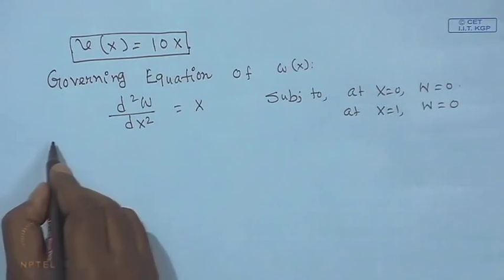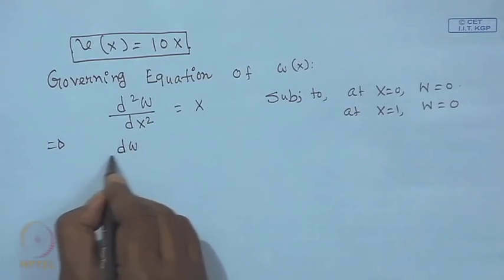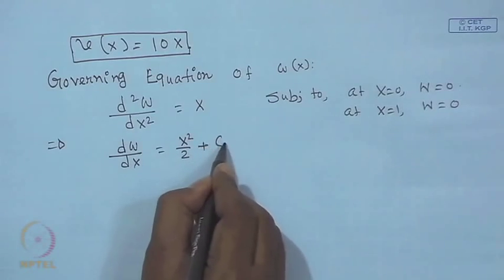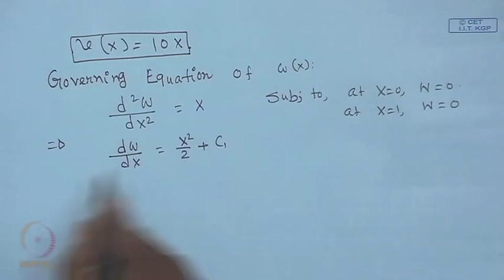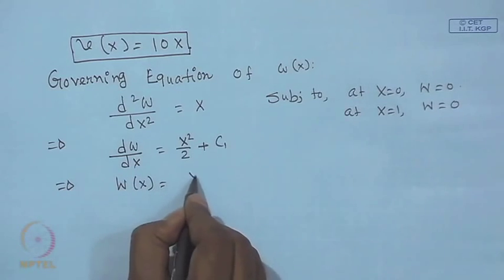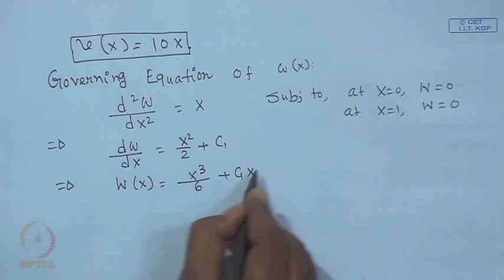Now, you solve this problem, integrate it out once. So, it becomes dw dx is equal to x square by 2 plus some constant c1, then do one more integration. So, w as a function of x will be x cube by 6 plus c1 x plus c2.